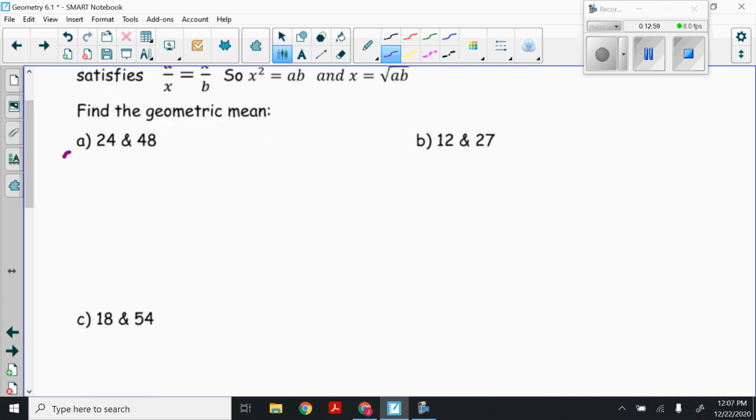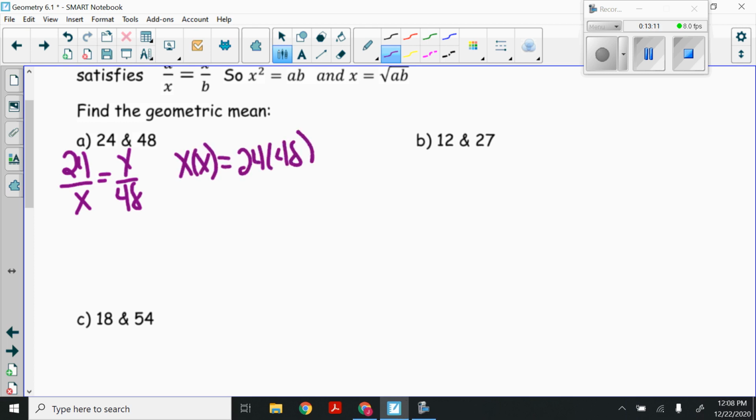So I can set this up: 24 over x equals x over 48. Cross multiply, x times x equals 24 times 48. X times x gets me x squared. 24 times 48 gets me 1,152. I need to get x squared to just be x, so I take the square root of both sides.